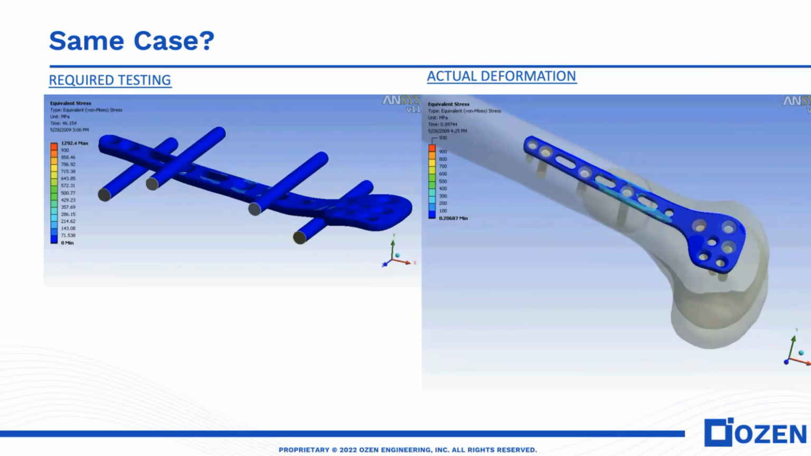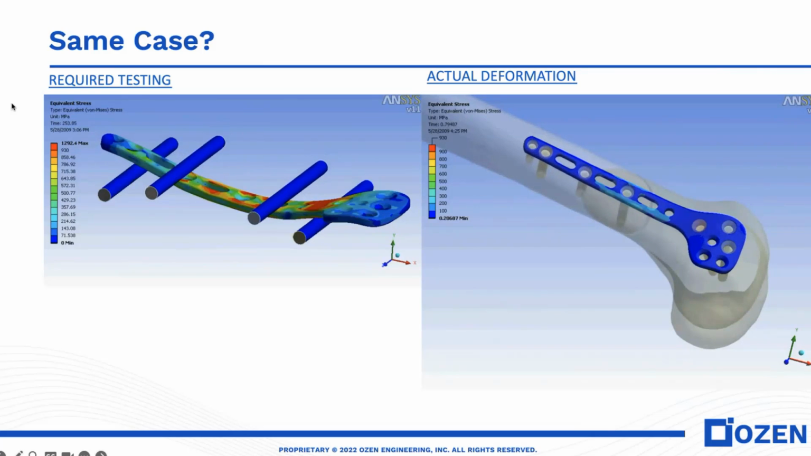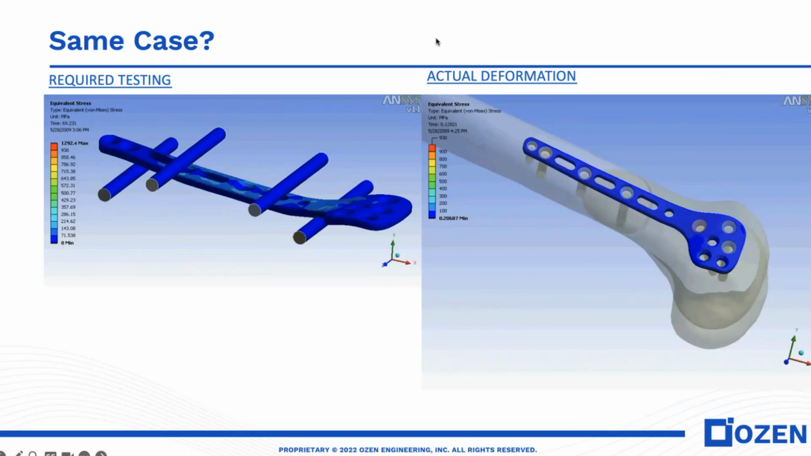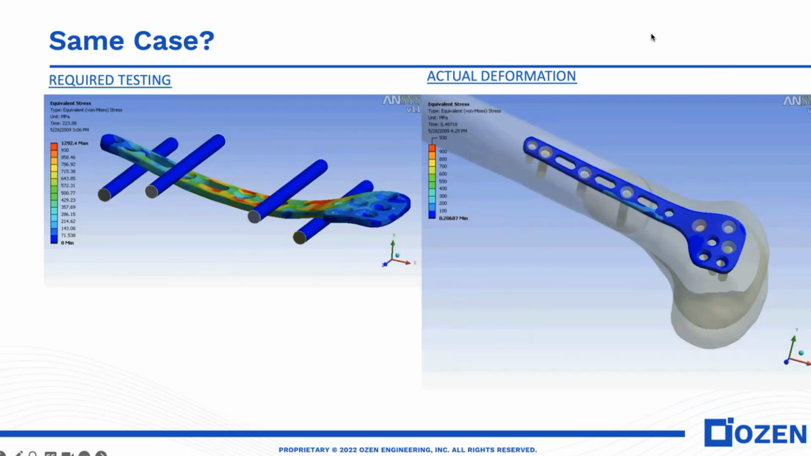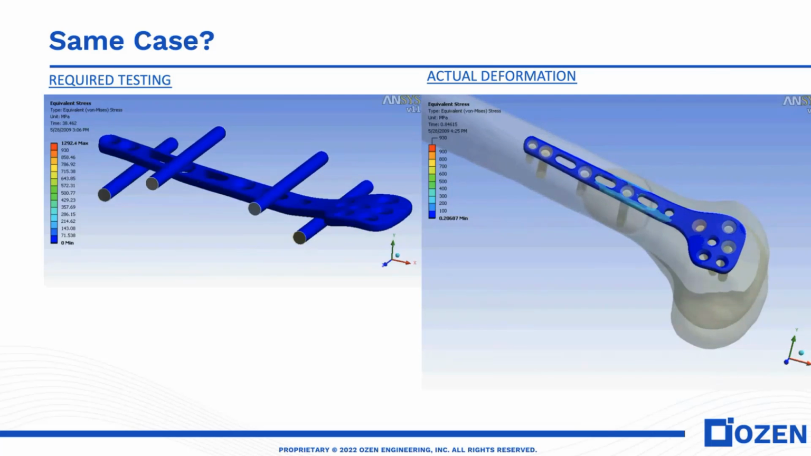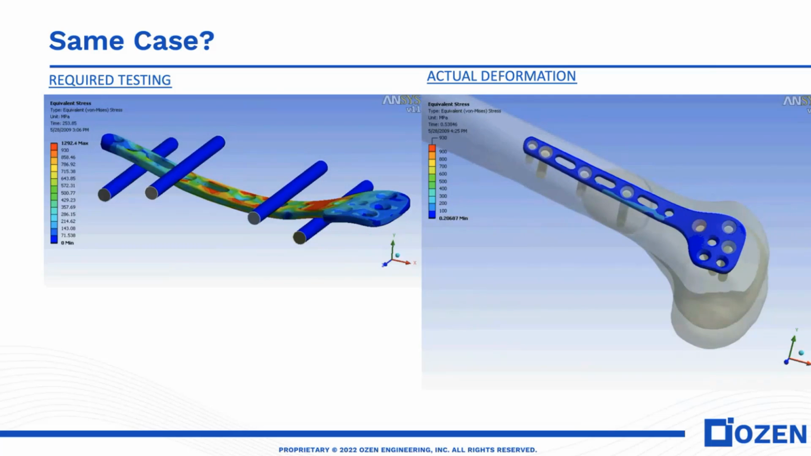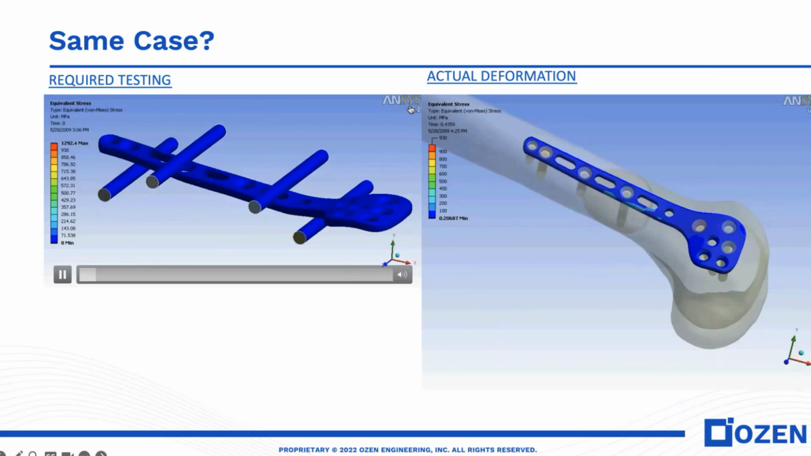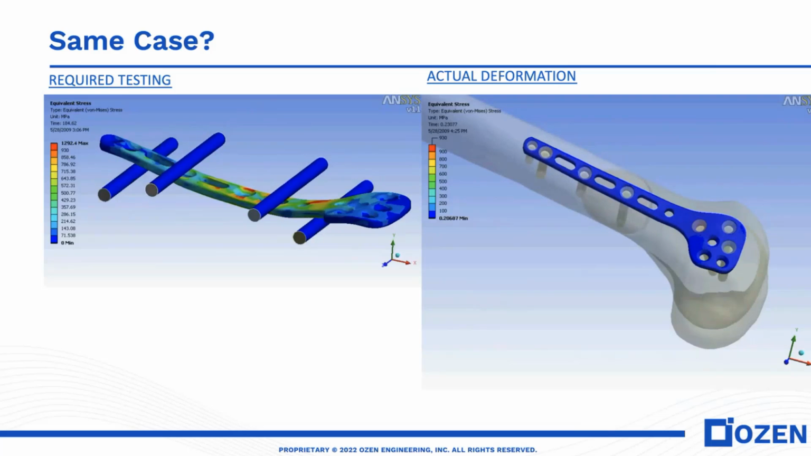So FDA actually requires a 4-point bending test on these. If you take that implant, you will have to do this test, a 4-point bending test, to evaluate the fatigue life. But through our procedure here, you're actually looking at the actual deformation, the actual stresses for activities of daily living. So you're not really replicating a lab condition, but you're also replicating the activities of daily living condition.